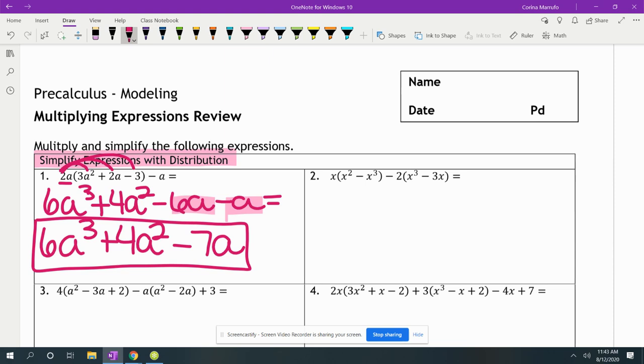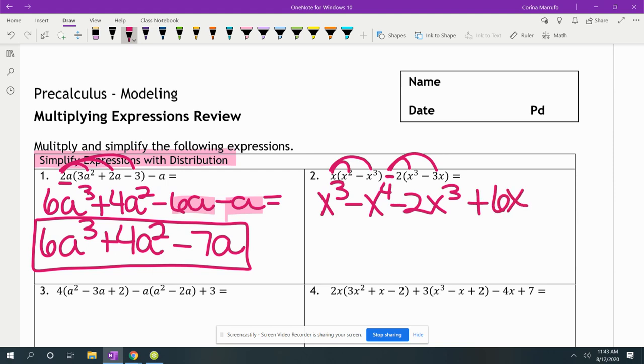So on this one, we have this x here, and we're going to have to distribute it to each one in the parentheses. So we have x times x squared gives us x to the third power. And then x times x cubed is going to give us x to the fourth power. Okay. Then from there, we have this negative 2. We're going to have to distribute it towards these two. Okay. Because of this minus sign here, we do have to distribute it like it's a negative sign. So negative 2 times x cubed is going to be negative 2x cubed. And then negative 2 times negative 3x is going to give us a positive 6x.